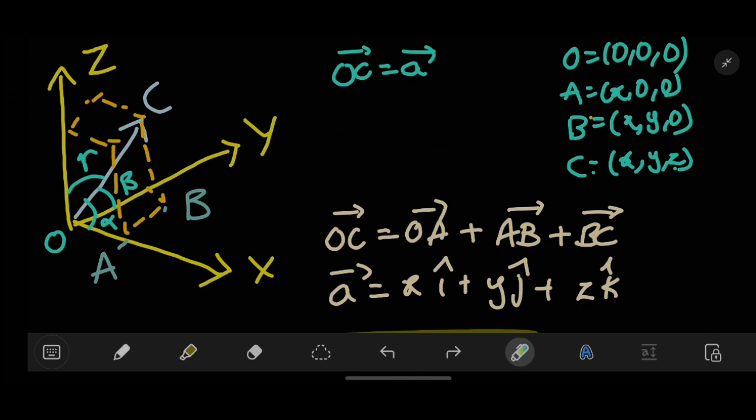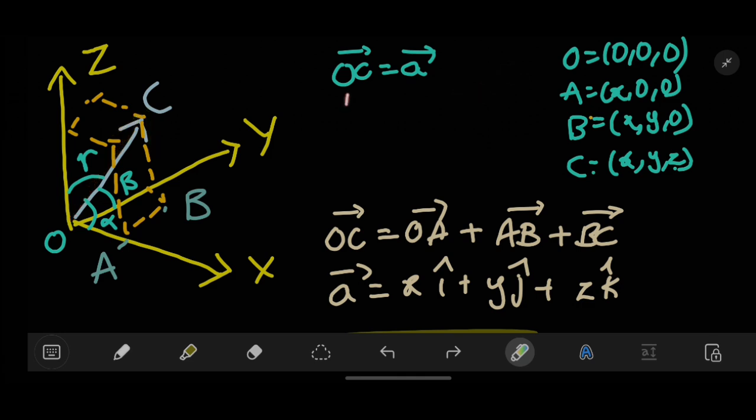Right, now here is OA vector, this is OB vector, this is OC vector. One thing you're supposed to observe is that OA vector is present on x-axis, and OB vector also is present on y-axis. Now how do we write OC vector in terms of these two? First, let me consider this OC vector as A vector as here.